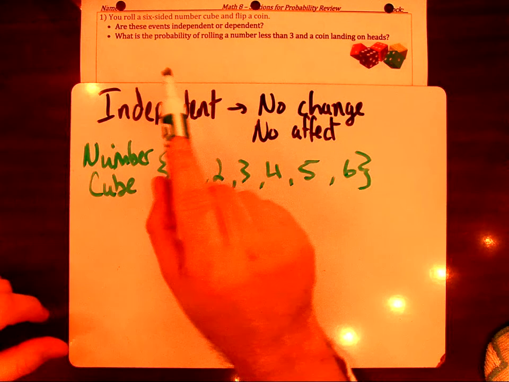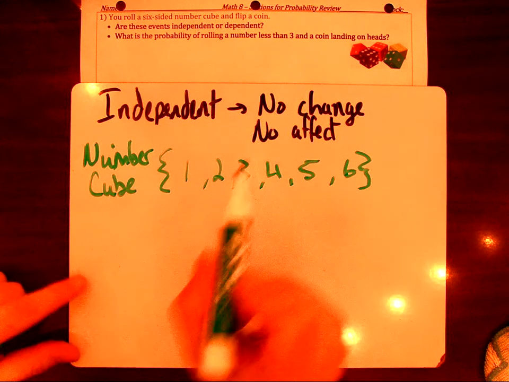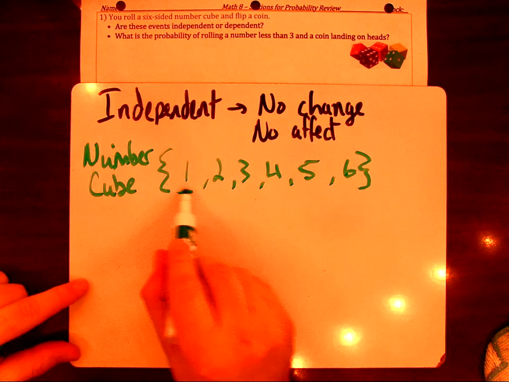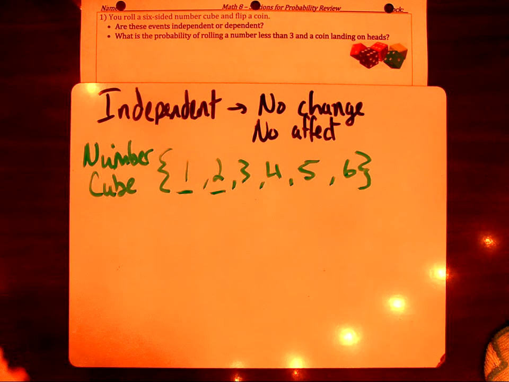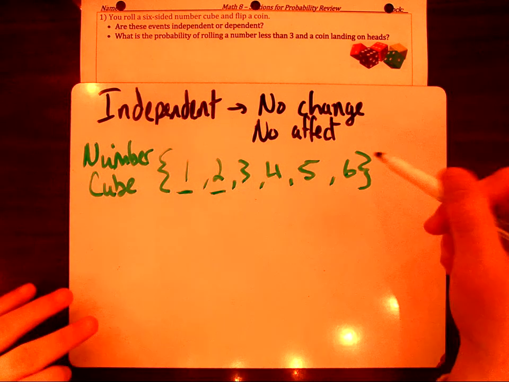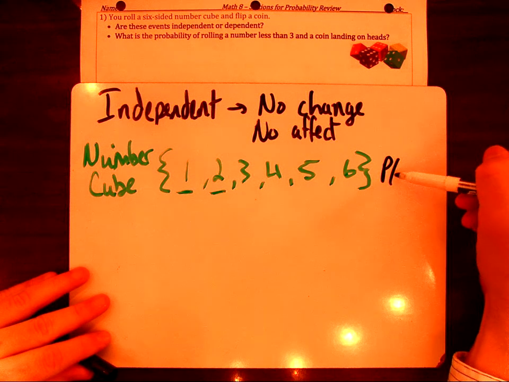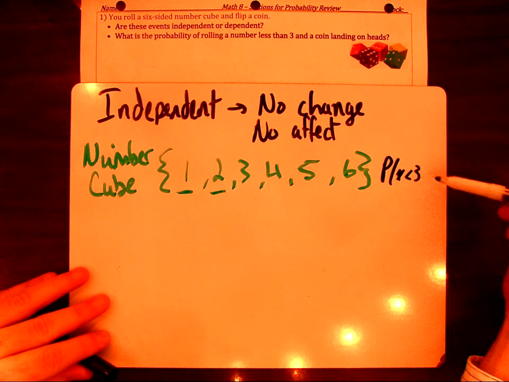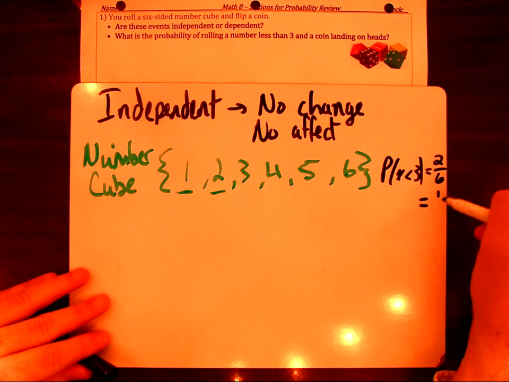Of those numbers, how many are less than 3? And so I'm going to underline, I'm going to say, hey, I know that that one and that one are less than 3. So that means the probability of picking a number less than 3 is equal to, well, there are 2 out of the total 6 sides, and that is equal to 1/3.